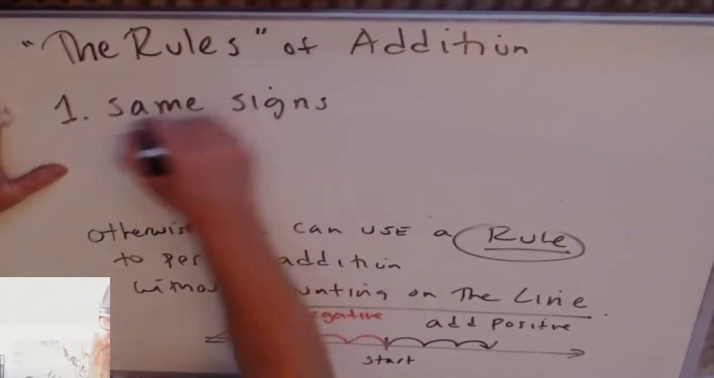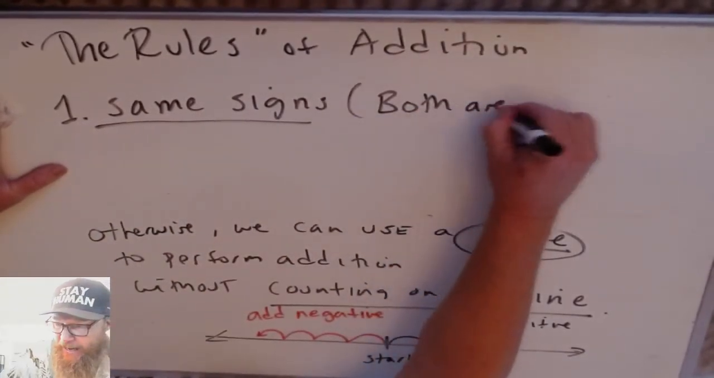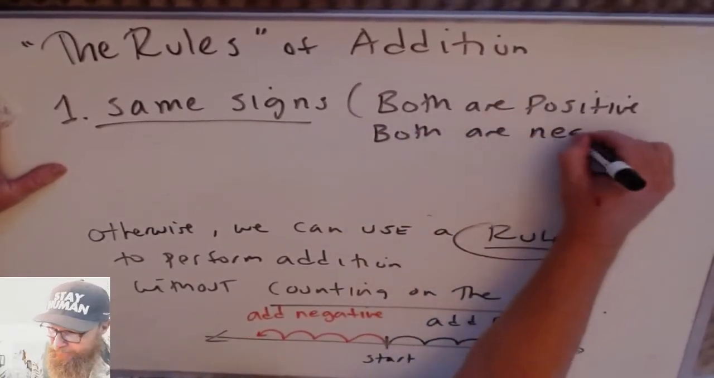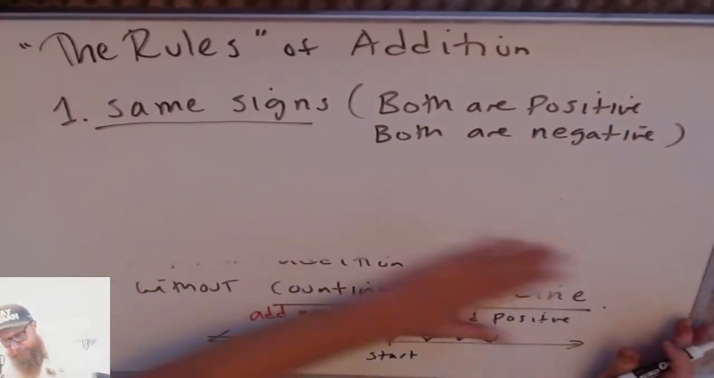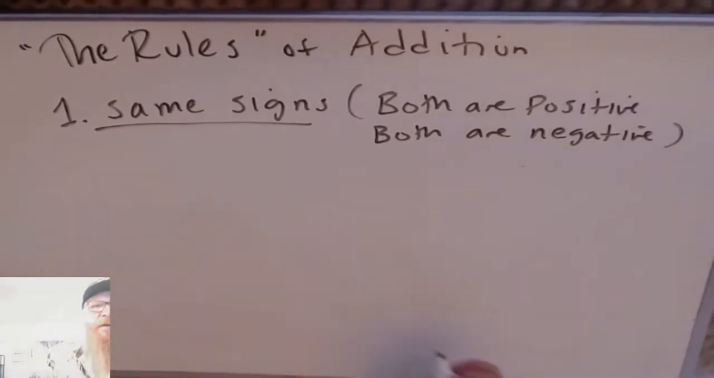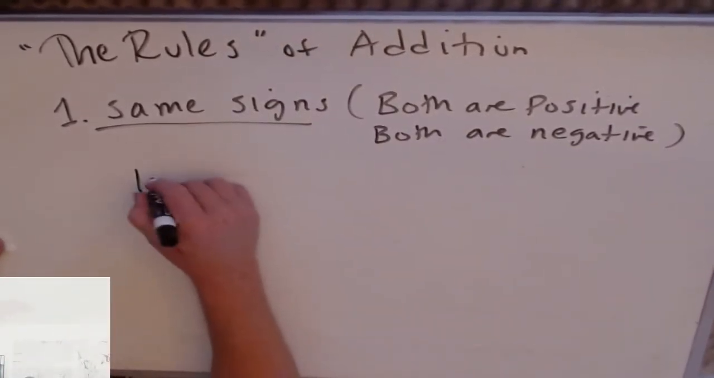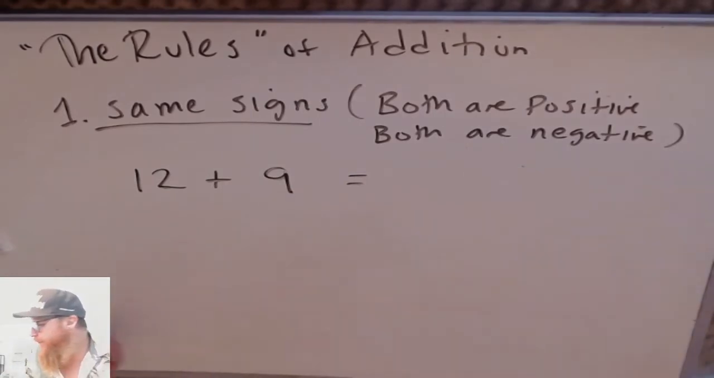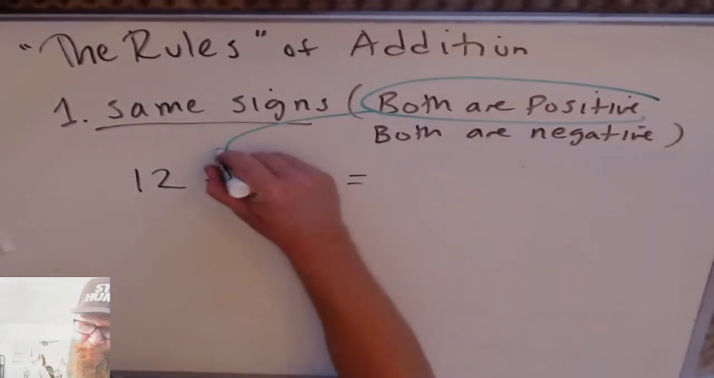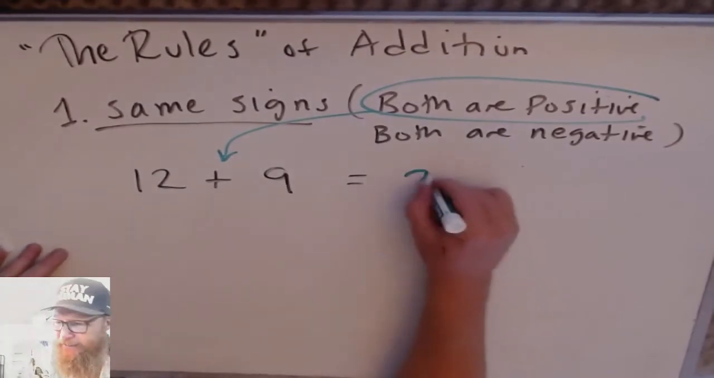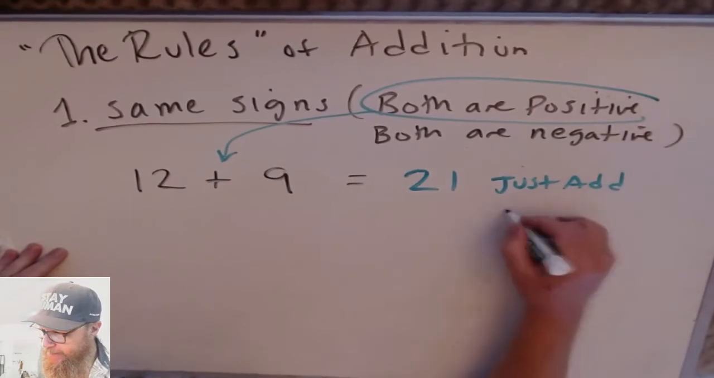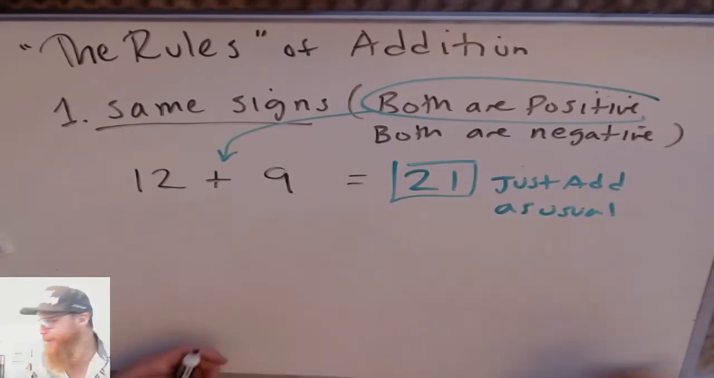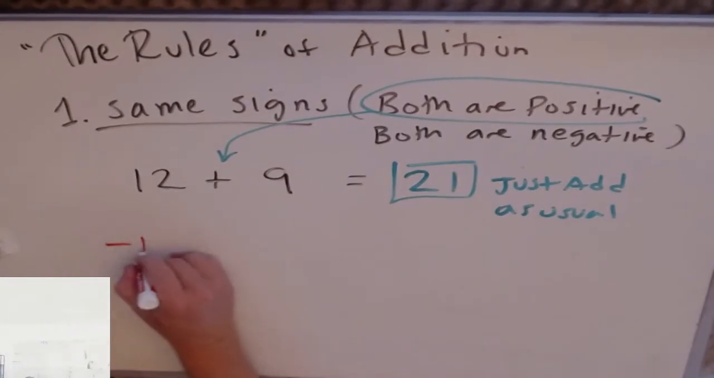Same signs. In other words, both numbers are positive or both numbers are negative. All right, so something like this, 12 plus 9. In this case, both numbers are positive. If both numbers are positive, just add, as usual. Simple as that, yeah?